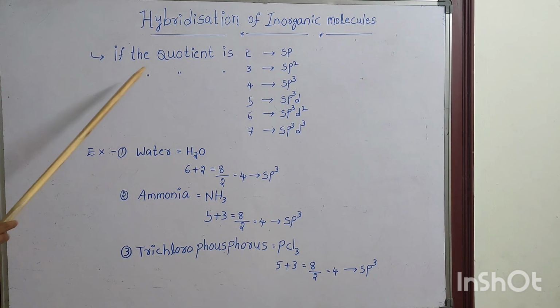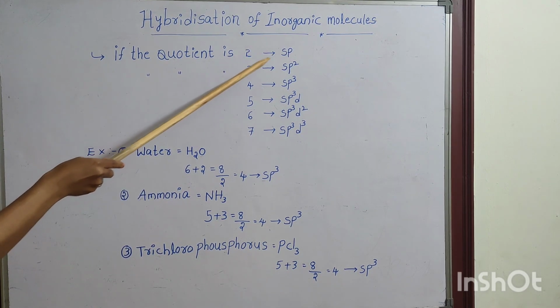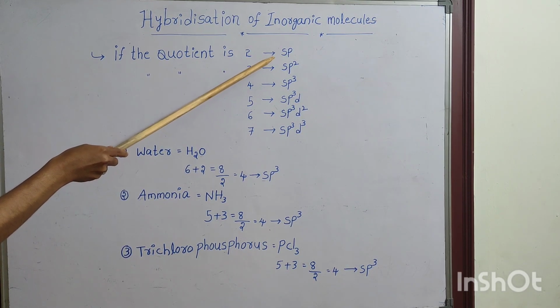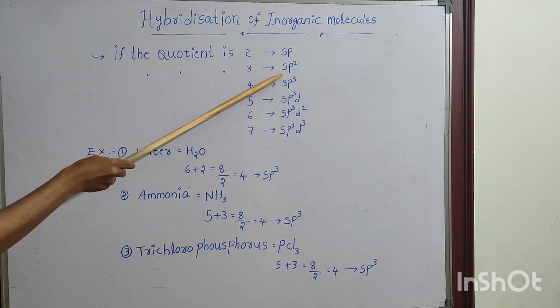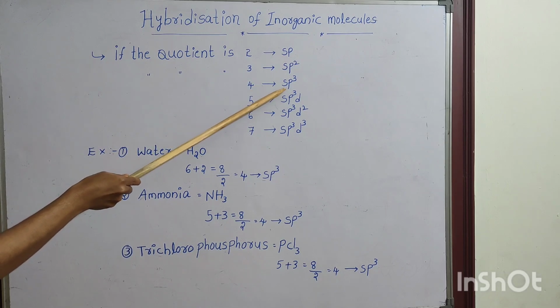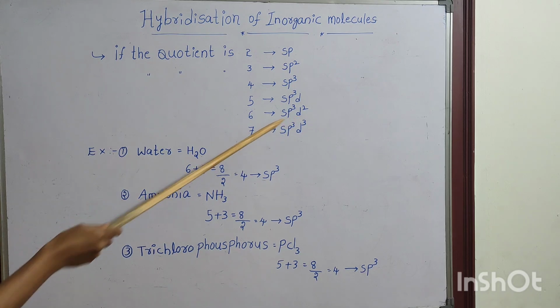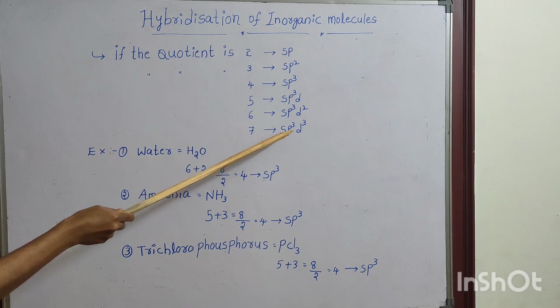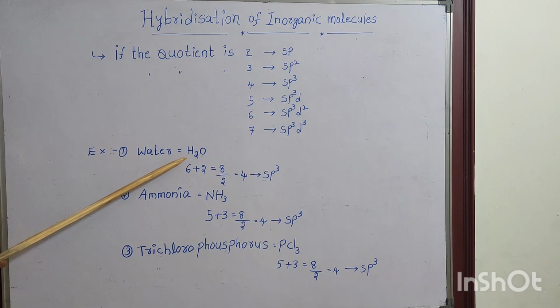If the quotient is 2, that is sp hybridization. sp means one s orbital and one p orbital are involved. If the quotient is 3, sp2: one s orbital and 2 p orbitals, totally 3 orbitals are involved in this hybridization. If the quotient is 4, sp3; 5, sp3d; 6, sp3d2; 7, sp3d3.